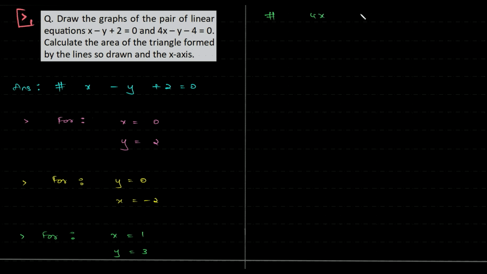We'll go with the second equation, 4x minus y minus 4 is equal to 0. The smart thing to do is take values for x itself. For x is equal to 0, y is equal to minus 4. You can skip the steps, this is good enough because it's not a complicated set of equations. For x is equal to 1, 4 minus 4 will be 0, so y is equal to 0. That's good, we are getting very simple values.